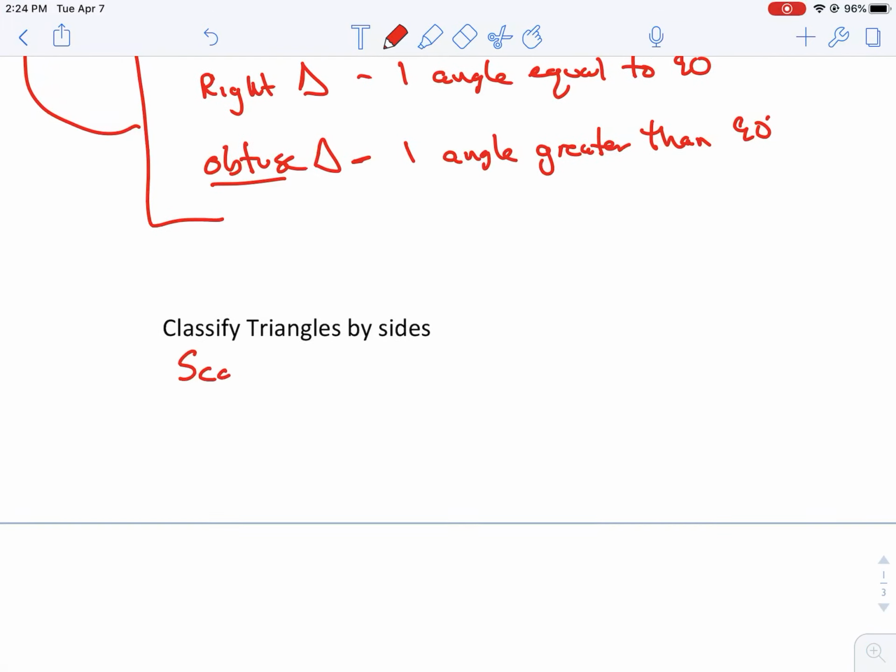Then when we start looking at a triangle by its sides, we have what's called a scalene triangle. We have what's called an isosceles triangle. Let me rewrite that better for you. Isosceles triangle, and then we have equilateral.